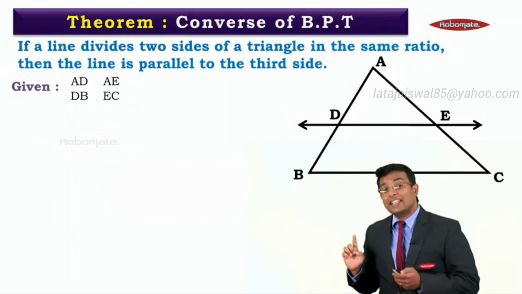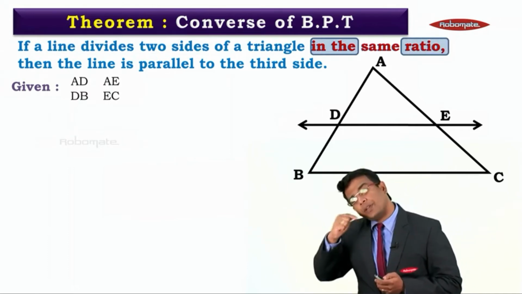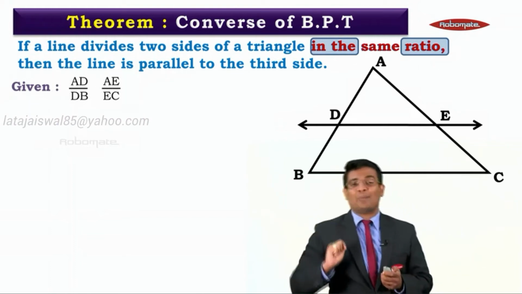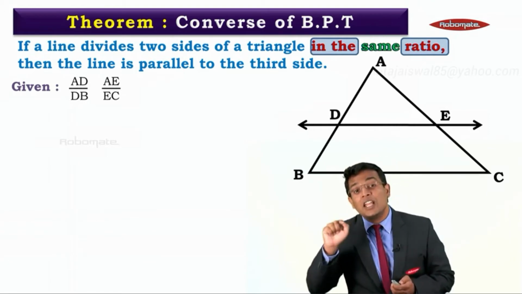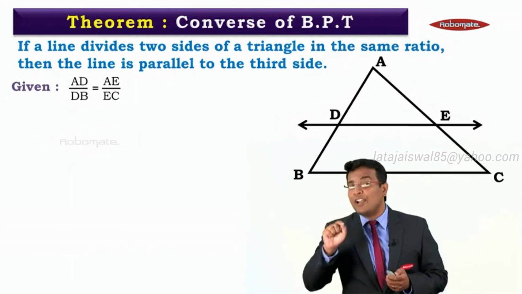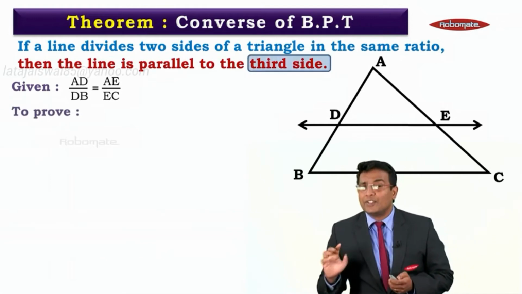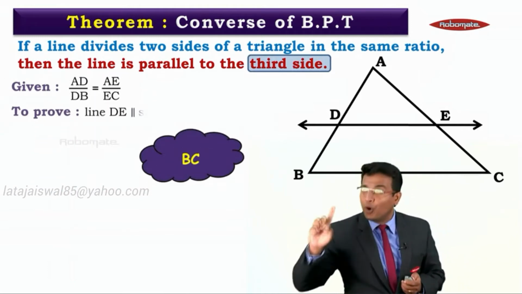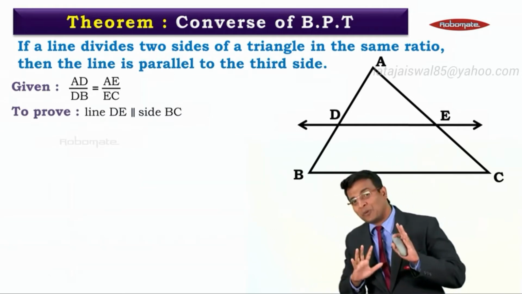Beautiful. It says in the same ratio. But now only focus on the words in the ratio. Ratio means something upon something. That means it is AD upon DB and AE upon EC. It says in the same ratio, that means the ratios are equal. So if AD upon DB is equal to AE upon EC, this is given to us, then the line is parallel to the third side. Now in this triangle, which is the third side? We know the third side is BC. That means we need to prove DE is parallel to side BC. Now this is the given and the to prove. We have understood what to draw also, right?